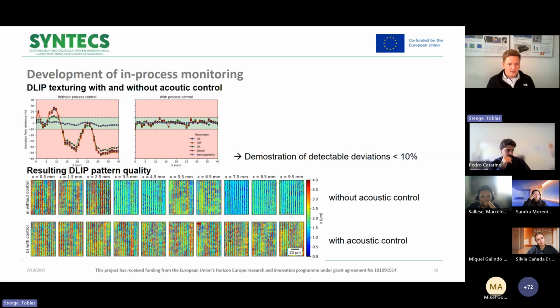And what you can see here on the left side is the process without this active control of the laser power, and you have variation in the depth, as well as the resulting roughness. And on the right side, you see the same system, nothing changed, so we just attached an acoustic module, and we constantly controlled the laser, and we could get the error of the resulting surface under 10%. So we had a constant, uniform texture.